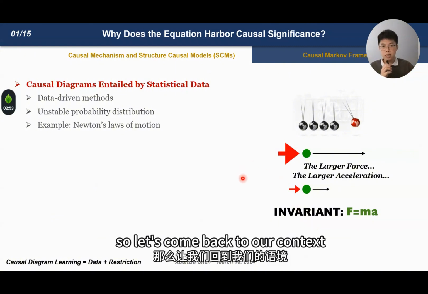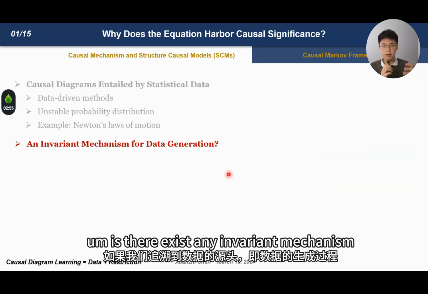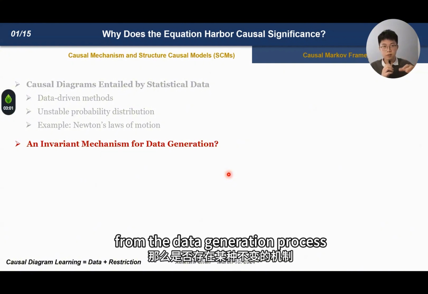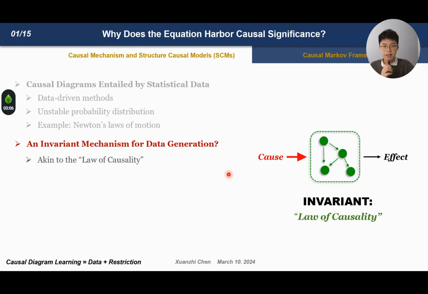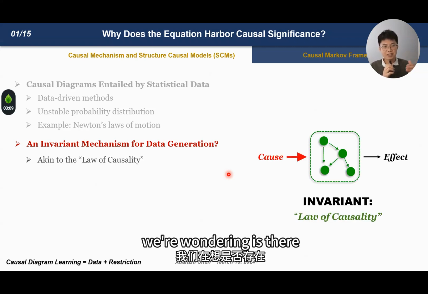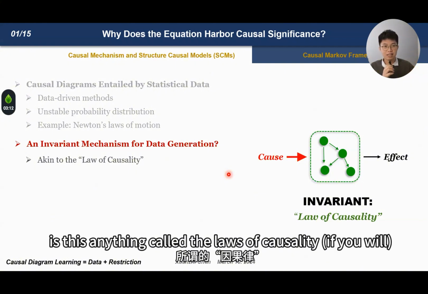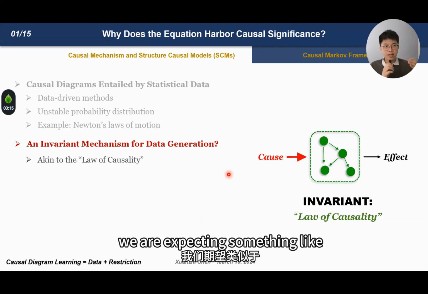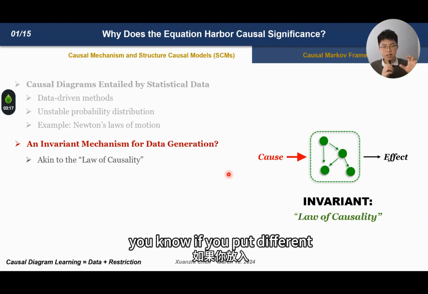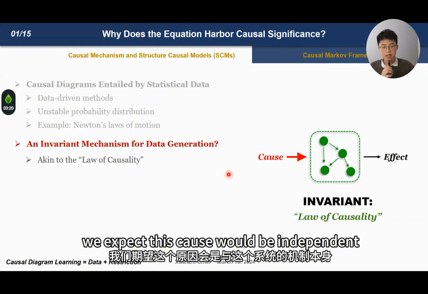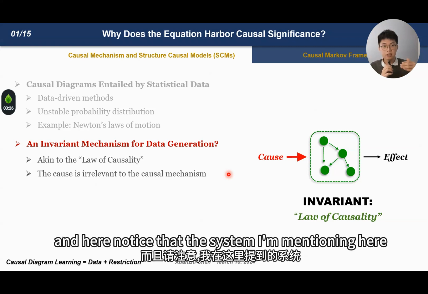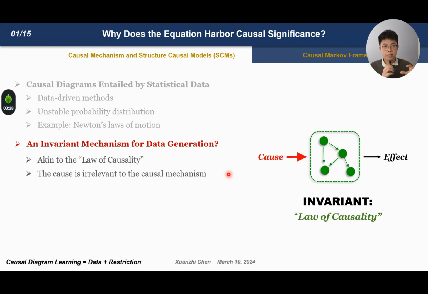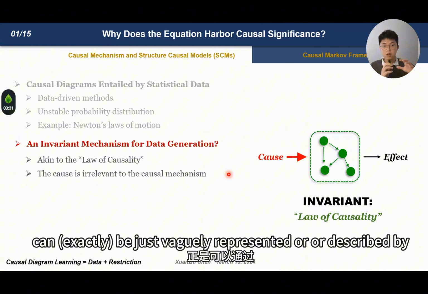So let's come back to our context. We might be thinking, is there any invariant mechanism in the data generation process? Likewise, we're wondering, is there anything called the laws of causality, where we expect that if you put different causes into the system, this cause would be independent of the mechanism of this system. And here, notice that the system I mentioned can be vaguely represented or described by the causal diagram.